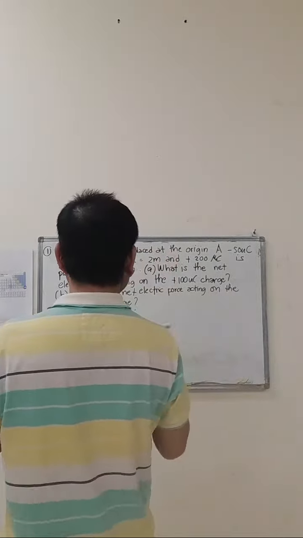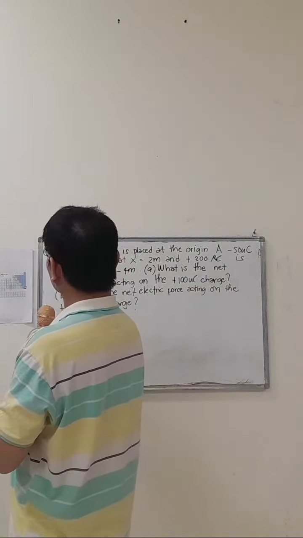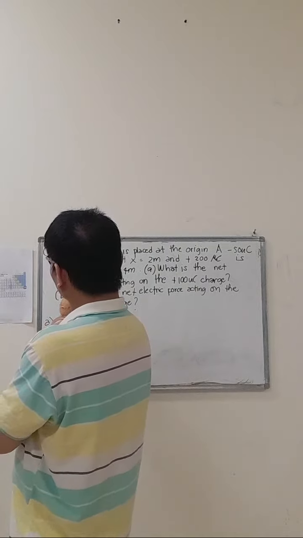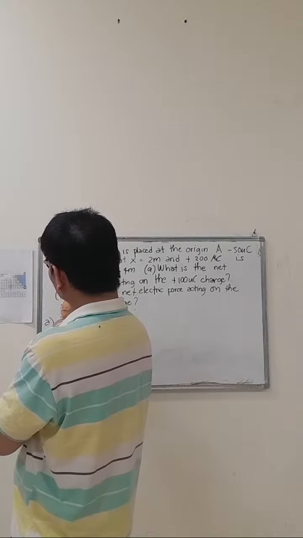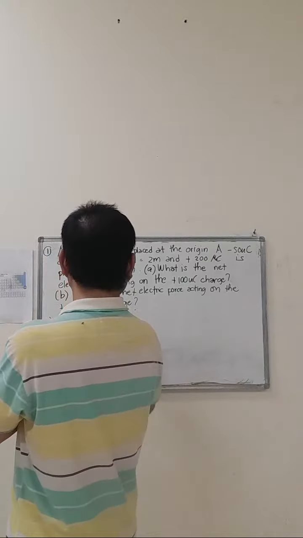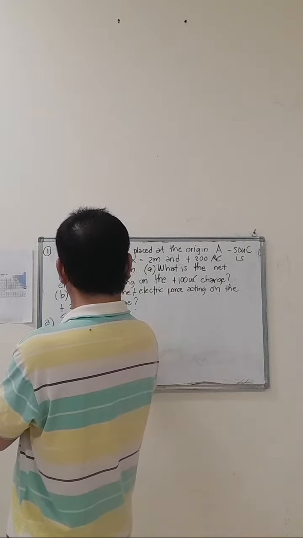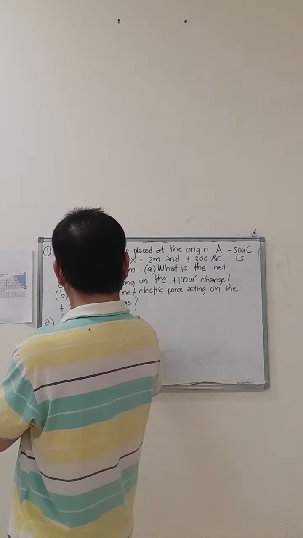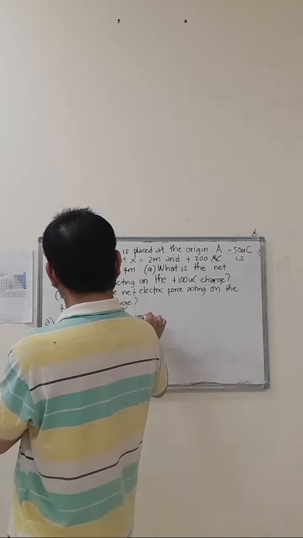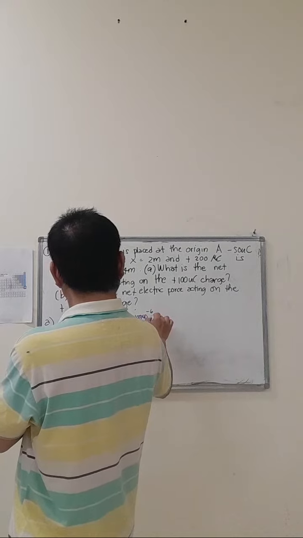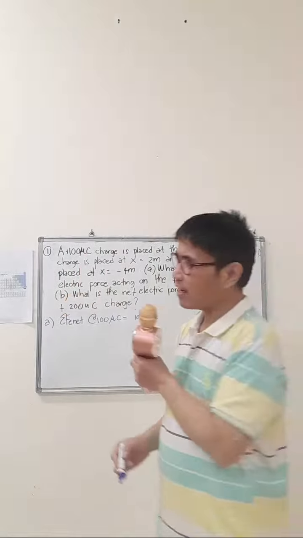First thing to do is, what is the net electric force acting on A? Fe net acting on the positive 100 microcoulomb. The microcoulomb is going to be 100 times 10 to the negative 6 coulomb, okay? Capital C is coulomb.